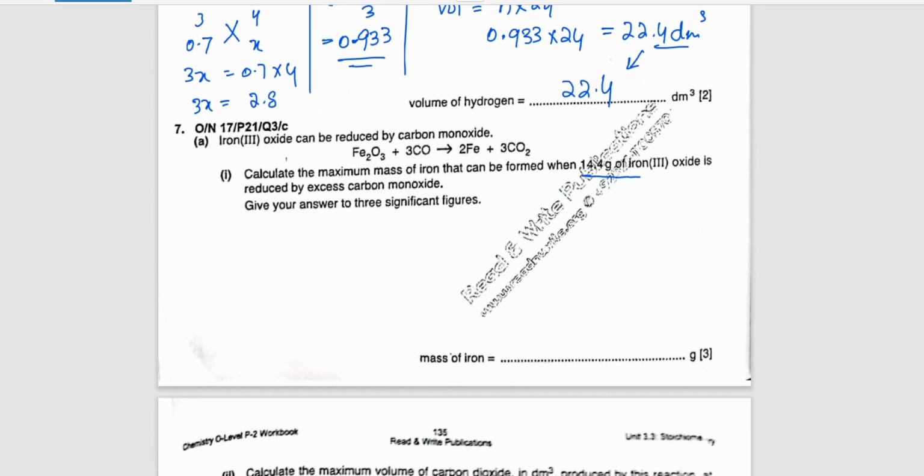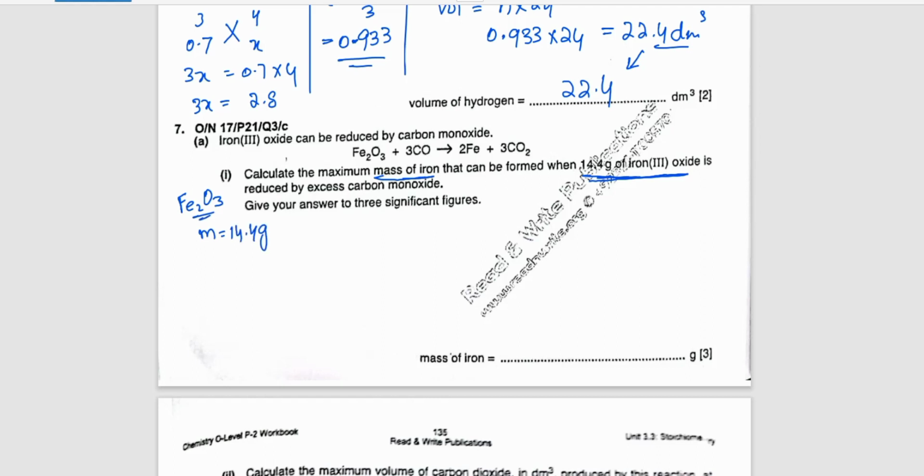Okay, let's do this. Iron oxide can be reduced by the carbon monoxide. This is iron oxide, Fe2O3, reduced by the carbon monoxide. Calculate the mass of the iron. The mass of the iron we have to find. That can be found if we have 14.4 gram of iron oxide. So we have been given the mass of the iron oxide Fe2O3, which is 14.4 gram.